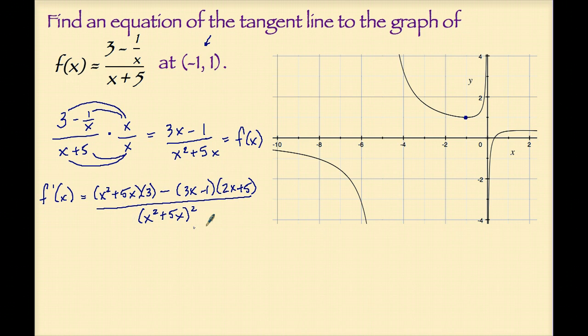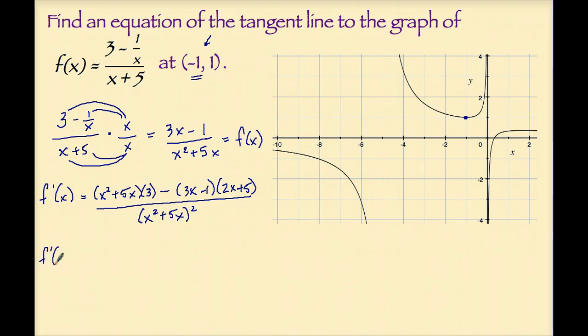Now, if the purpose of this problem was to get a simplified form of the derivative, we would distribute, FOIL, simplify the numerator, etc. However, that's not the purpose of this problem. The purpose of this problem is to use the derivative to get a slope at a specific point. So we may just cut to the chase and plug negative 1 in for x and evaluate the derivative at negative 1 to get the slope there. And that's what I'm going to do.